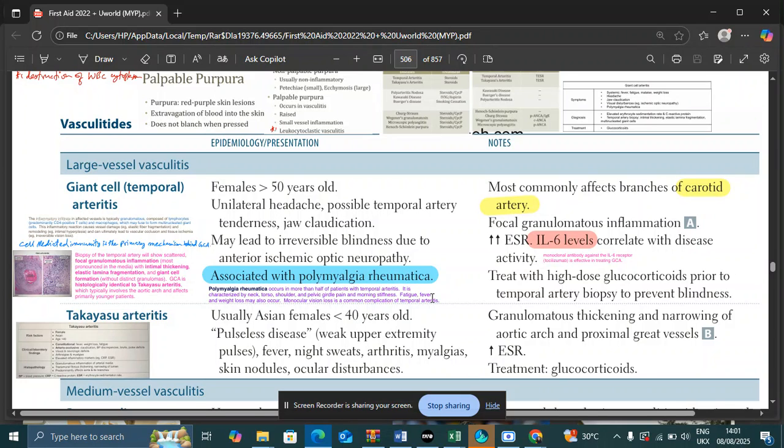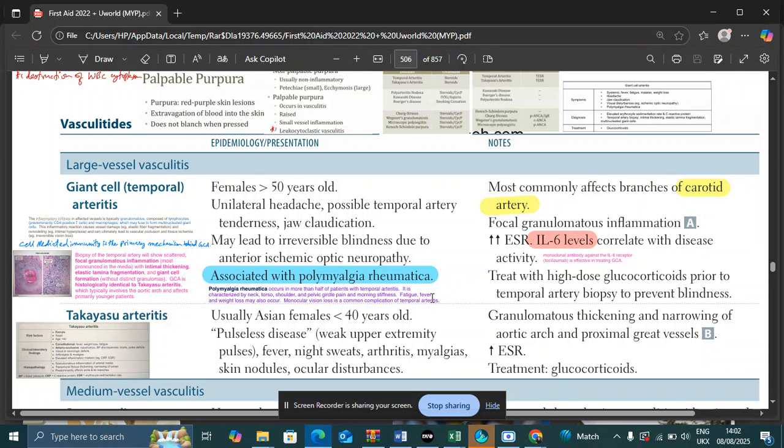What are the treatment options for temporal arteritis? The first line treatment option is high dose glucocorticoids, and we give high dose glucocorticoids prior to temporal artery biopsy to prevent blindness. Again, very important. Once we see the patient and find out their symptoms, we will treat the patient right away with high dose glucocorticoids before confirmation. Before we confirm with a biopsy that the patient has temporal arteritis, it is very important to treat them first with high dose glucocorticoids to prevent blindness.